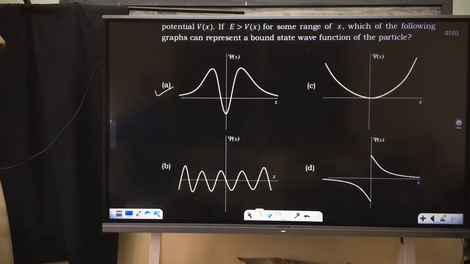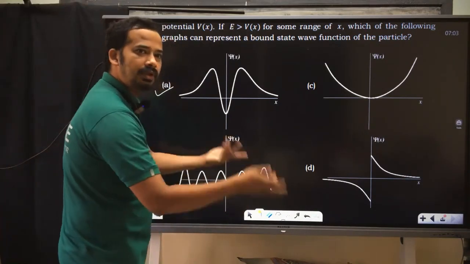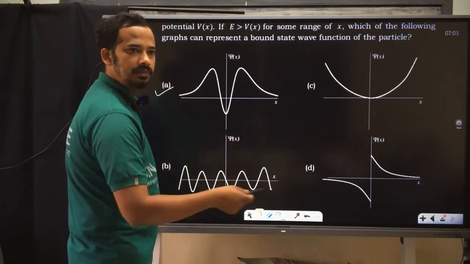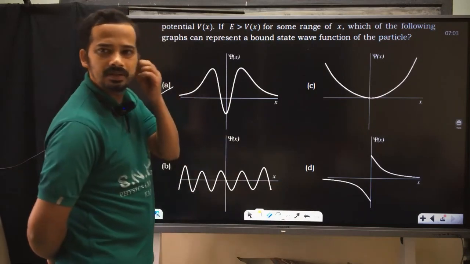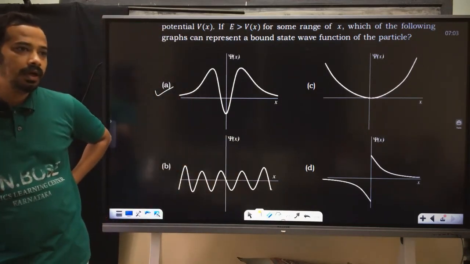Actually, for an oscillatory function, I don't think that integral will converge to any value. Area under the curve, will it converge to any value? It will also be a function.